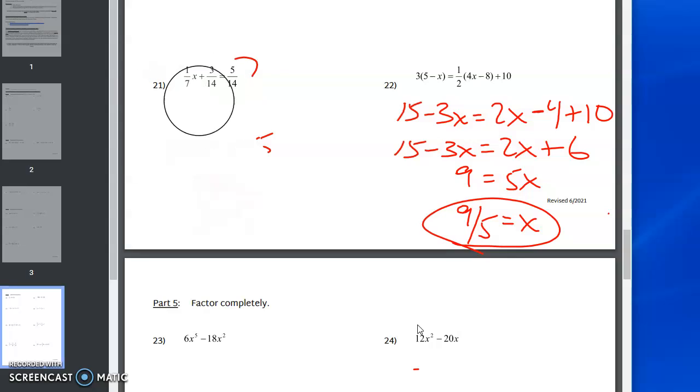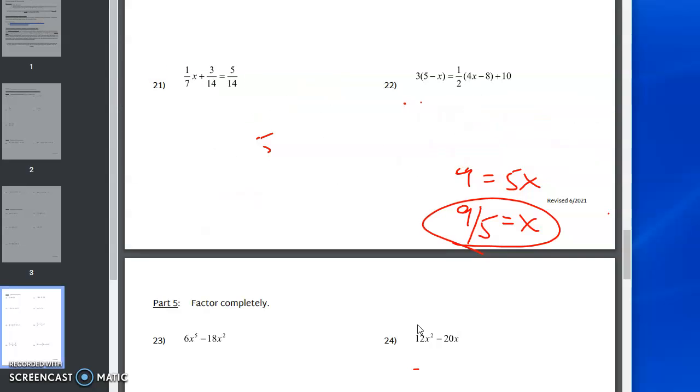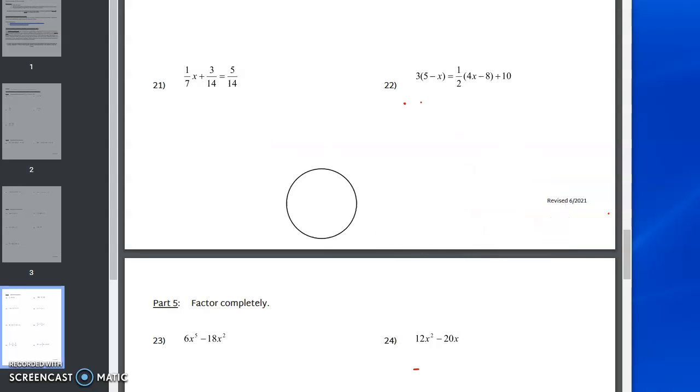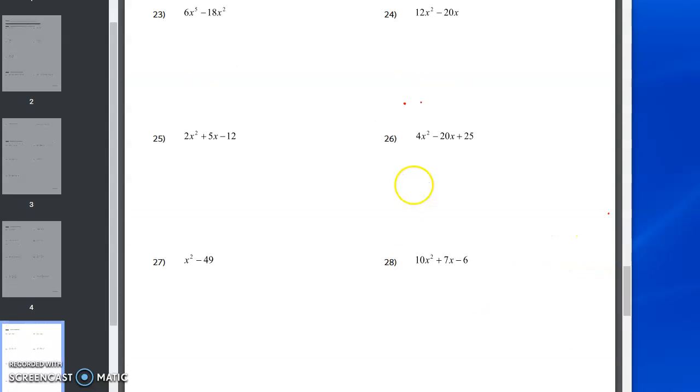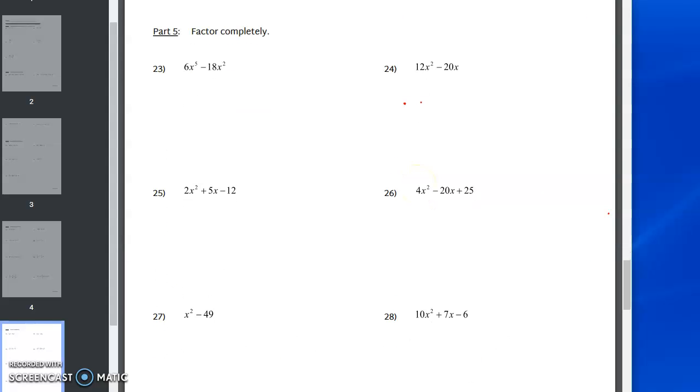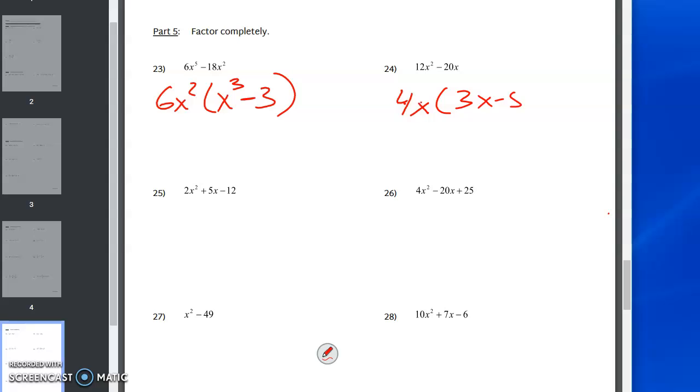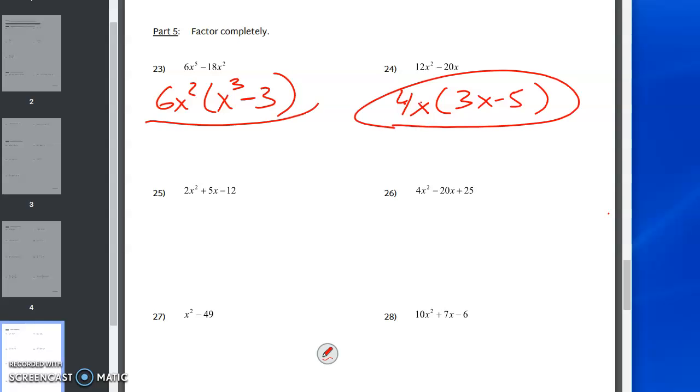Our last section is a factoring section. In factoring, we're either taking the GCF out. So in this case, I can take a 6x squared out. And we're left with x cubed minus 3. Sometimes taking a GCF out is all you can do factoring-wise. Same deal here. I'm going to take a 4x out, and I'm left with 3x minus 5. And those are your answers, and that's it.